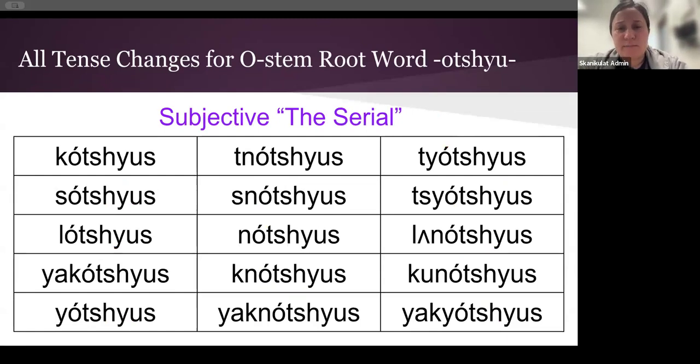So just to reiterate the changes here, we have go choose. That was the first one in the subjective serial. We went through the serial. Serial is listed here. Go choose, zo choose, lo choose, ya go choose, yo choose. I'm not going to go through the rest. You can do that on your own, or you can pause it here to do the rest of the pronunciation.